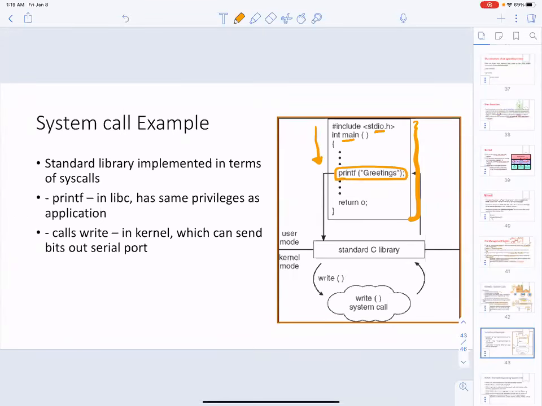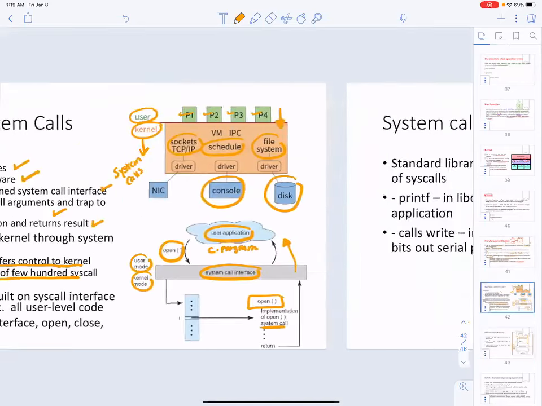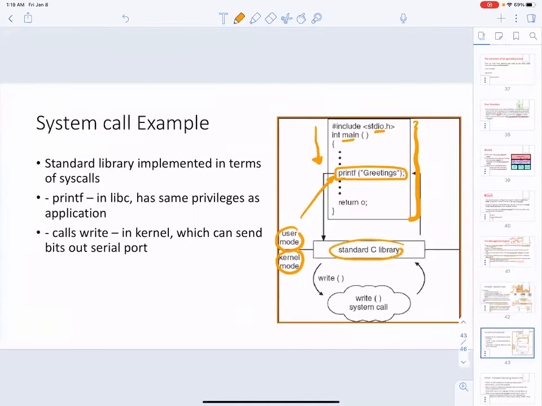What will happen is, in user mode, we see the printf function. However, in the kernel mode, we are able to call the standard C library, and a system call like the write function is executed, which will have access to the screen or the monitor, and then display the message on the screen and return the result back to the user mode. So we know that the standard library was implemented in terms of a number of system calls.